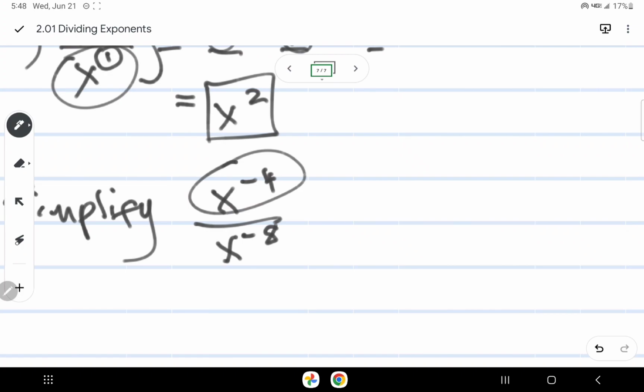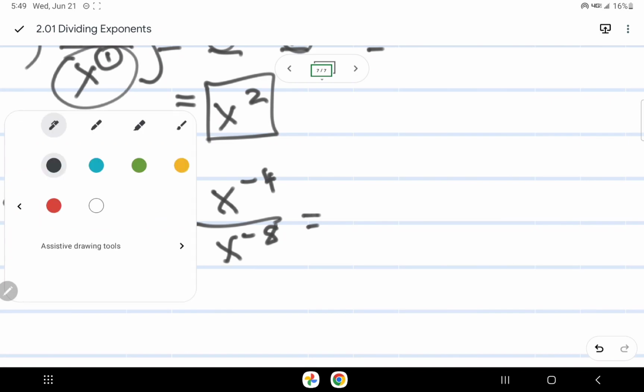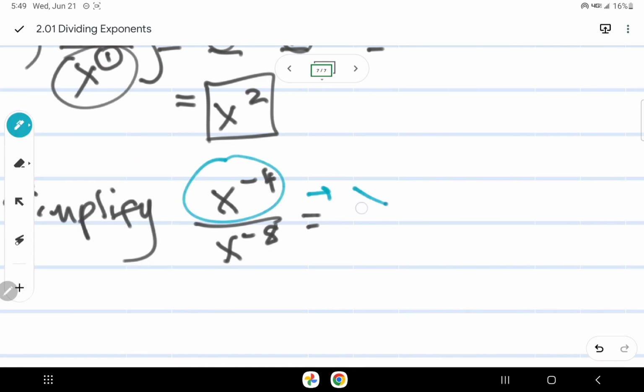So this is already at the top, and this is at the bottom. Whatever's at the bottom, I will need to move to the top, and whatever's at the top, I'm just going to copy. So equals, this is already at the top. And x to the power of negative 8, we're going to move this to the top. So times x. Now, since we're moving from the bottom to the top, this negative 8 will switch signs. So the opposite of negative 8 is positive 8, or just 8. So now we have that. Okay?